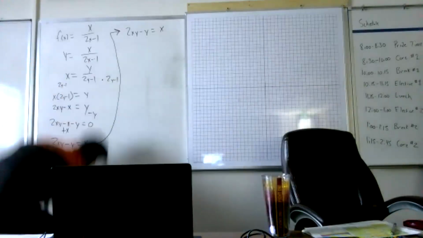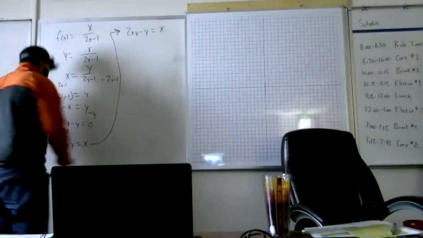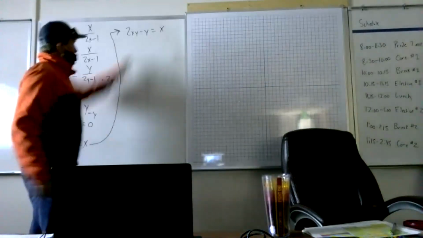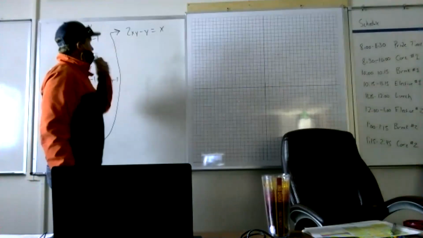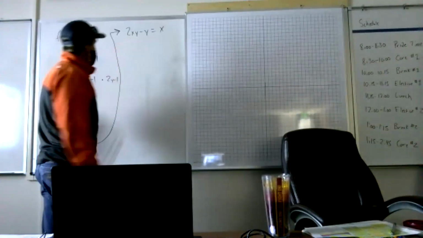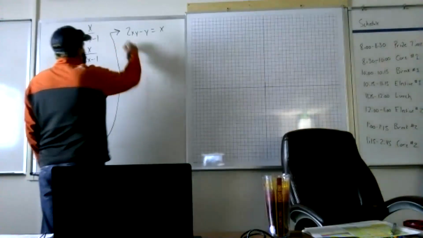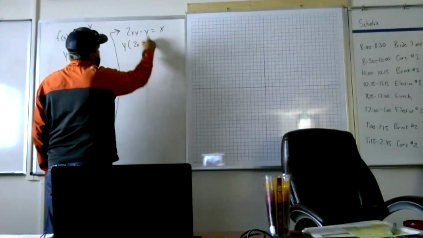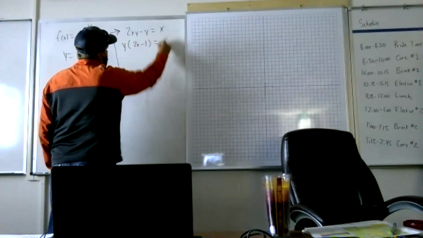At this point, in order to finish this problem, I need to factor out. Between these two terms, there's a greatest common factor. So I'm going to reverse the distributive property. The greatest common factor is y. So taking out the y, I'm left with y times 2x minus 1 is equal to x.